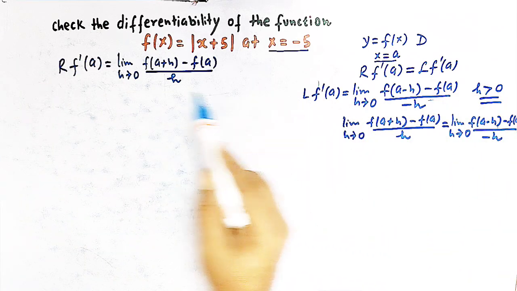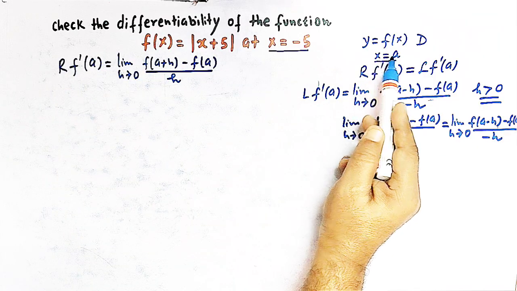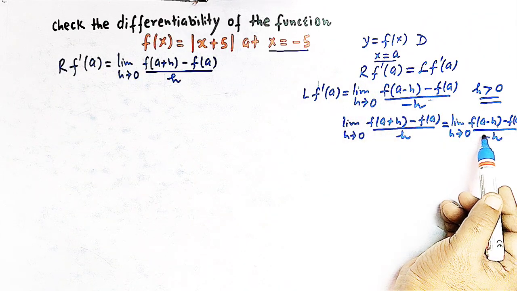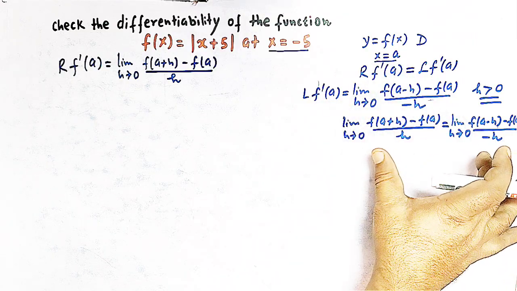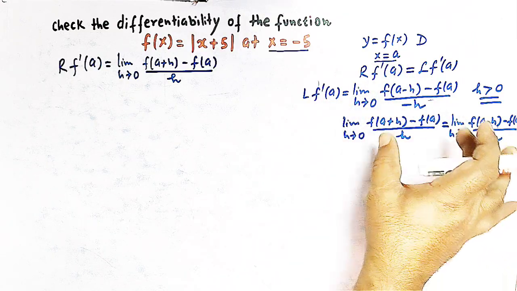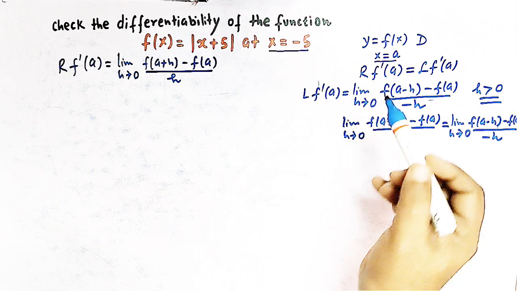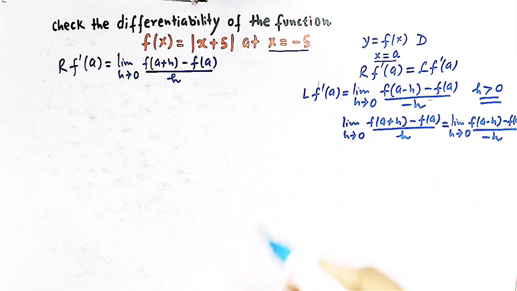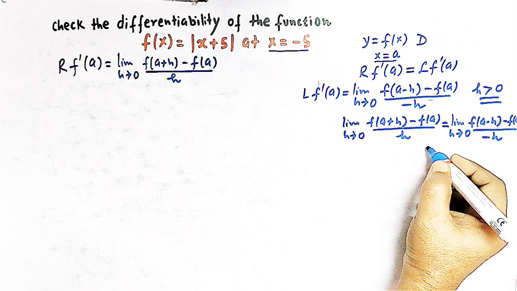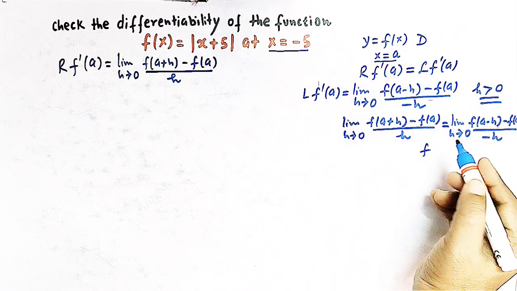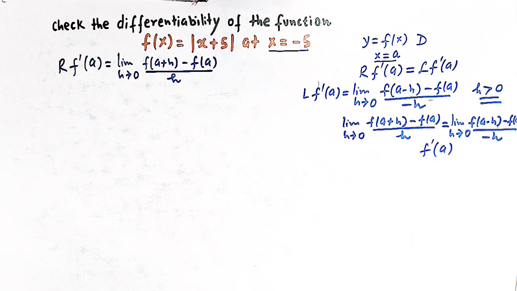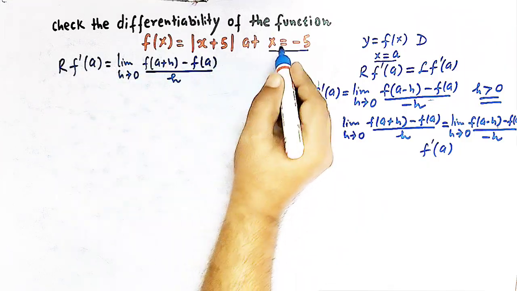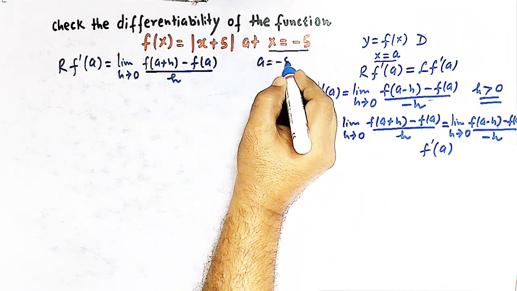So if the right hand derivative at x equal to a is equal to the left hand derivative at x equal to a, then the function is said to be differentiable at x equal to a, and the common value of the right hand derivative and the left hand derivative is the derivative of the function, simply denoted by f prime of a. So here a is minus 5.